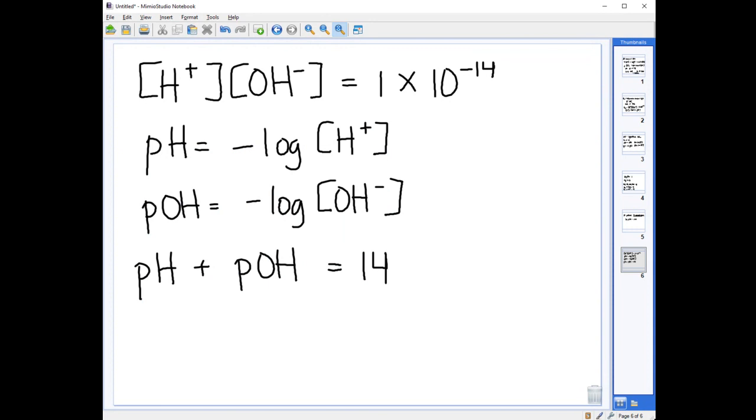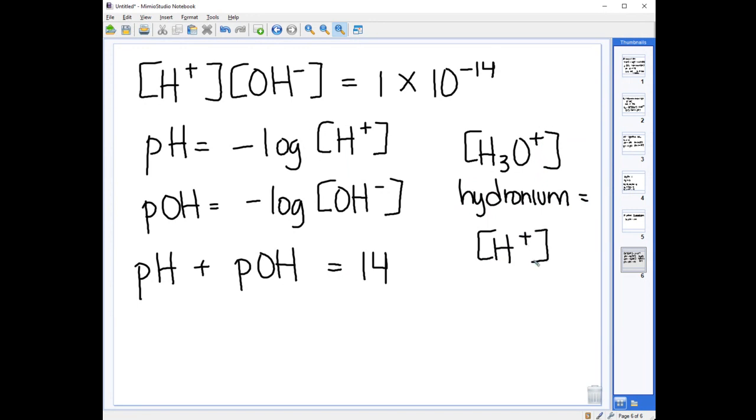So the other thing I want to point out to you is that sometimes you see this. Okay, that's hydronium, and it is the same thing as the hydrogen ion. Okay, so those are the same thing. So if you see H3O plus, don't get freaked out about that. It is just the same thing as the hydrogen ion. Okay, so you may see pH equals negative log of H3O plus, same thing. So don't be weirded out. Both of those are the same thing. We can use those interchangeably. Okay.